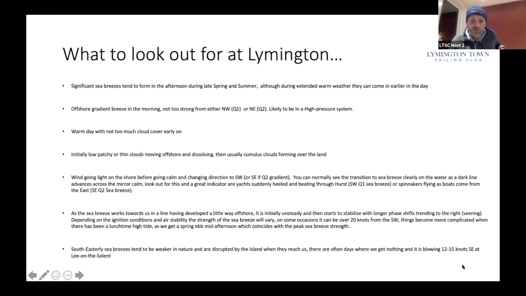Southeasterly sea breeze is a bit of a disaster zone for us. So anything in the northeast in the morning as a gradient will tend to indicate a southeasterly sea breeze. And the problem with the southeasterly is it's never as strong anyway, but also it's got the Isle of Wight to contend with. It turns it into an offshore breeze where we live. If you think about the way the coast angles, the Isle of Wight tends to block it quite a lot. So what you can find in Lymington is no breeze at all, but actually down at Lee-on-Solent, you might have 12, 15 knots where they're sat in a beautiful southeaster.